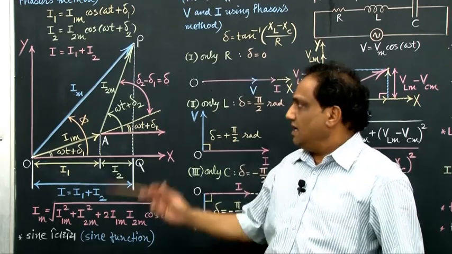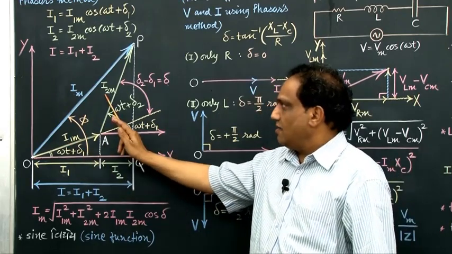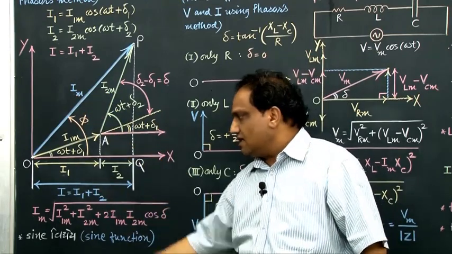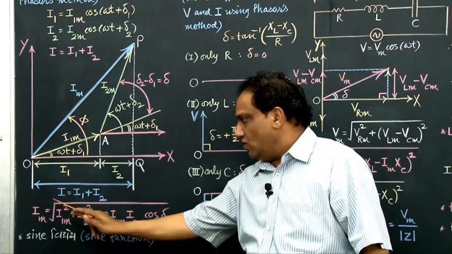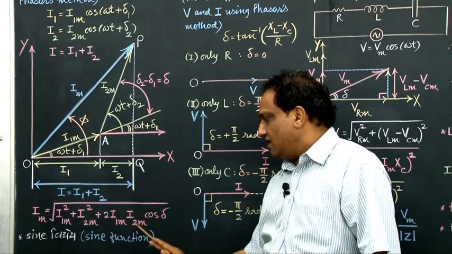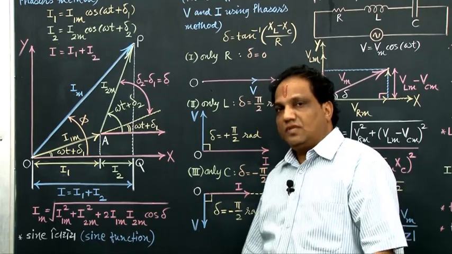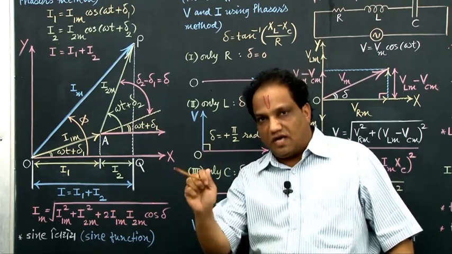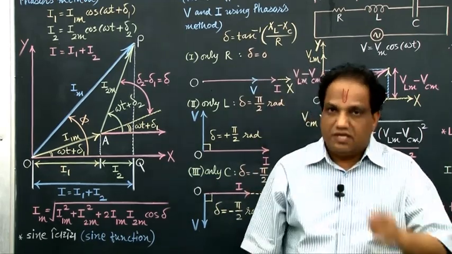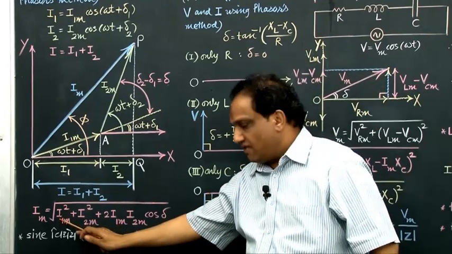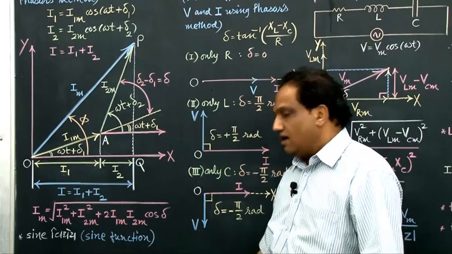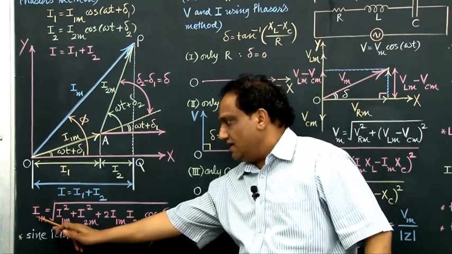And now tell me, in terms of I1m, I2m and delta, what is the formula of Im? The formula is this: Im equals under root of I1m square plus I2m square plus 2 I1m I2m cos delta. You know the formula, capital R equals under root of a square plus b square plus 2ab cos theta. Instead of a, you just write I1m. Instead of b, you just write I2m. Instead of theta, you write delta, and instead of R, you write Im.